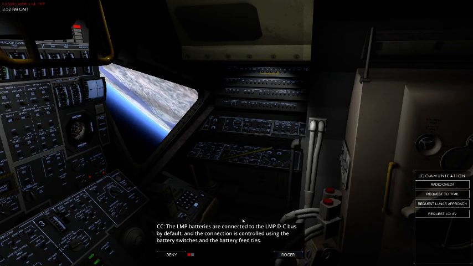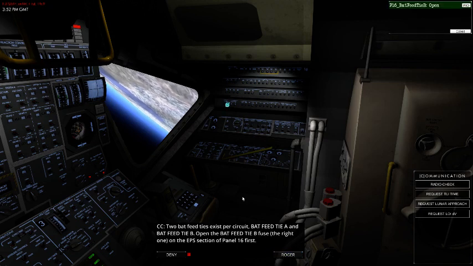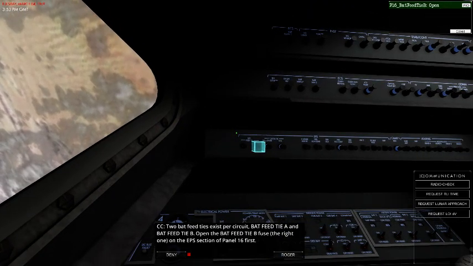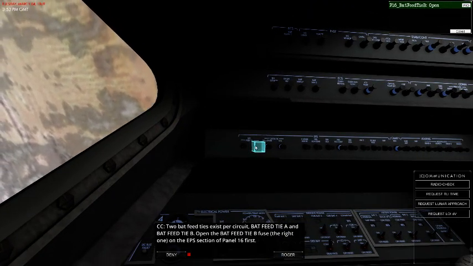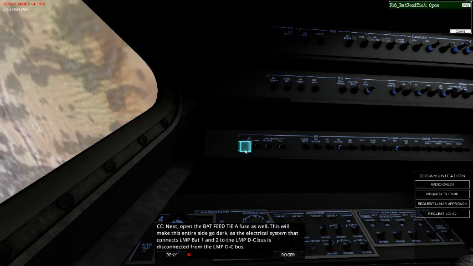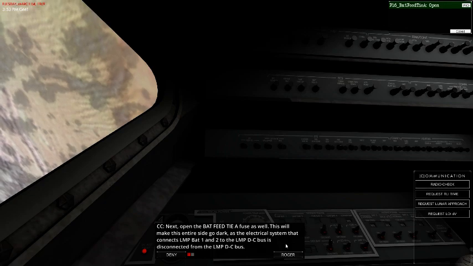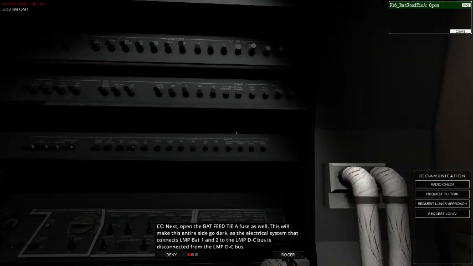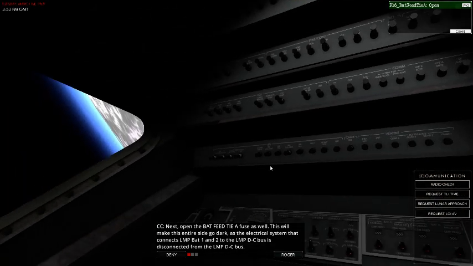So the LMP batteries are connected to the LMP DC bus by default. And the connection is controlled using the battery switches and the battery feed ties. So two bat feed ties exist per circuit, the bat feed tie A and bat feed tie B. Open bat feed tie B fuse, the right one in the section here. There we are. And next open the bat feed tie A fuse as well. This will make the entire side go dark, and the electrical system that connects the LMP bat 1 and 2 to the DC bus is disconnected from the LMP DC bus.